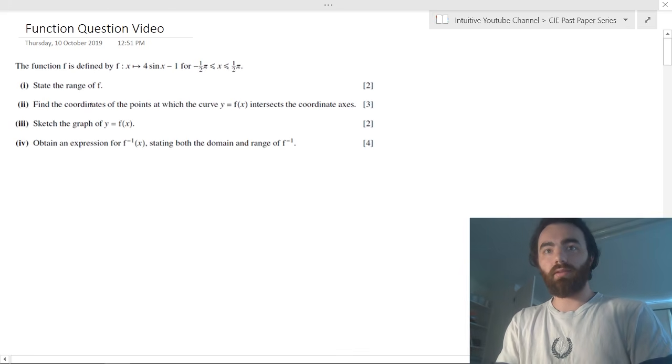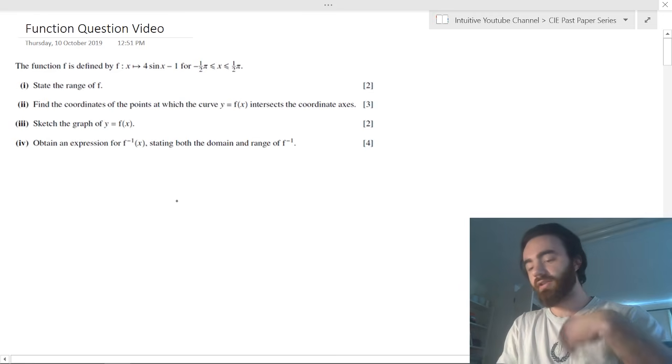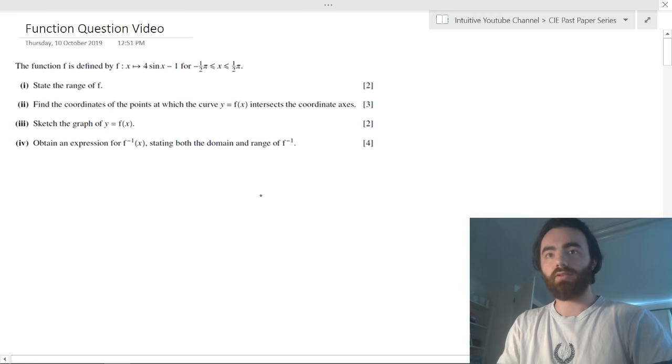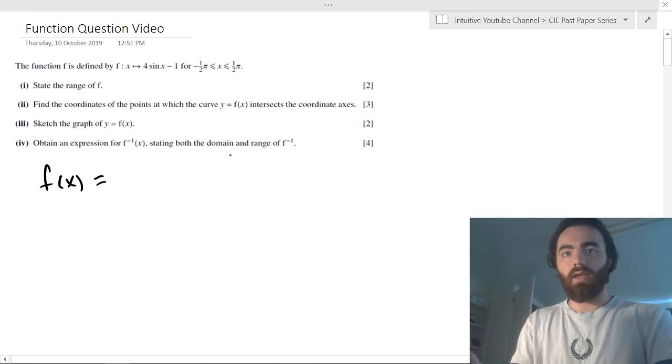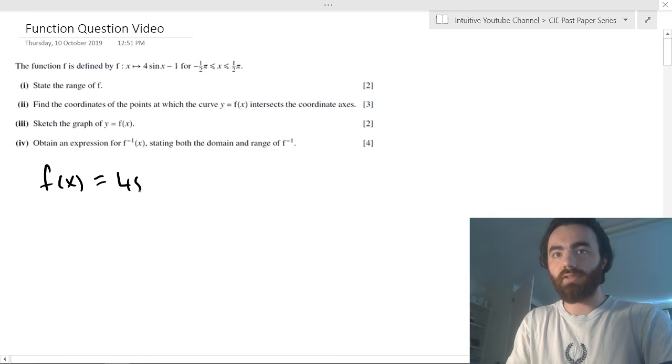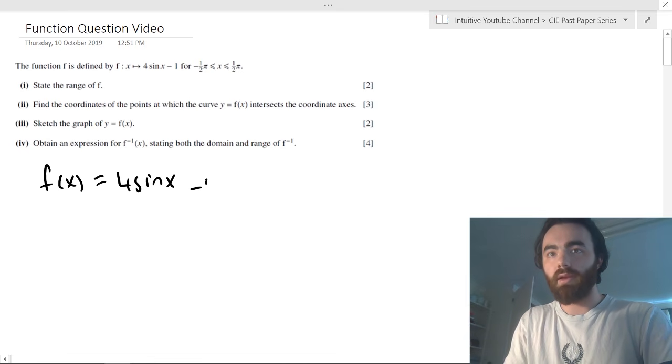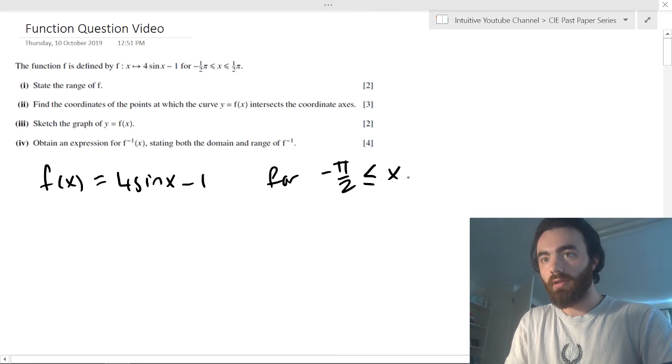So you'll see how they like to ask it. They like to give you a function, and then they ask you to do things on those functions. So in this one, they give us a function. This is the trig one that they sometimes give you. So f of x equals 4 sine x minus 1 for the domain of, so this function exists for minus pi over 2 to pi over 2.